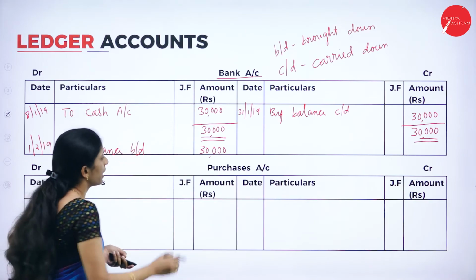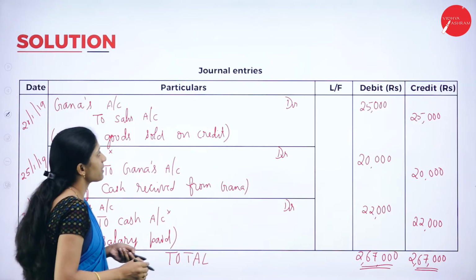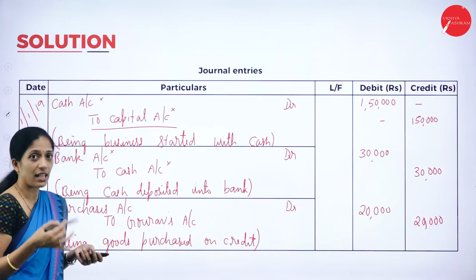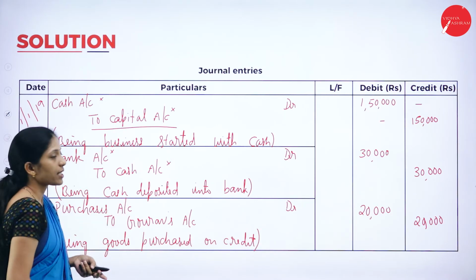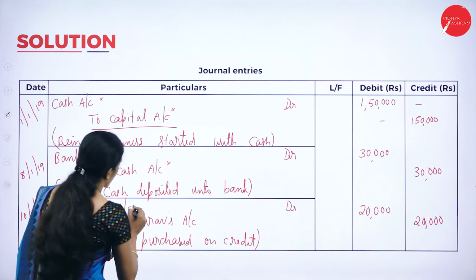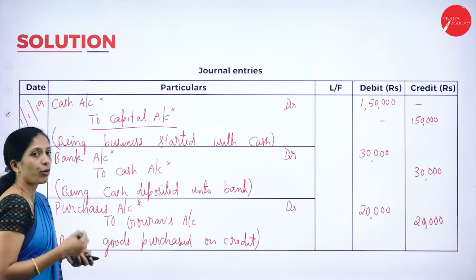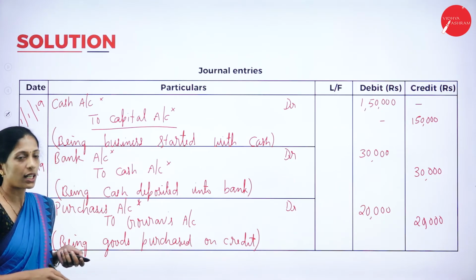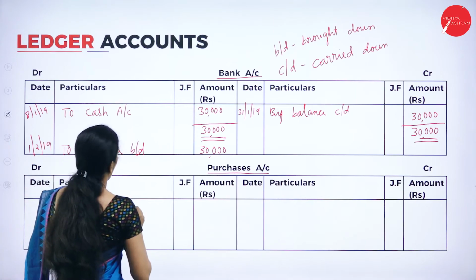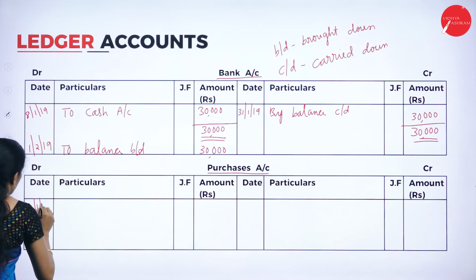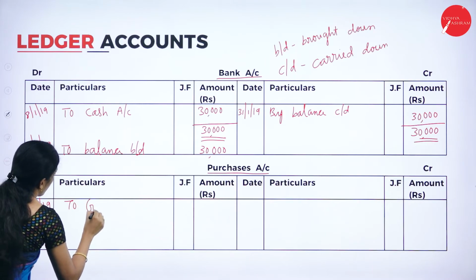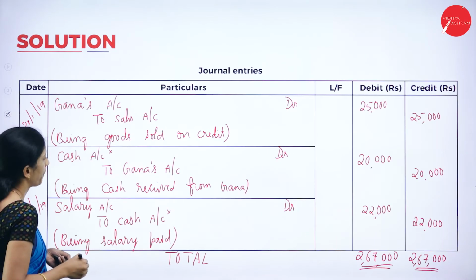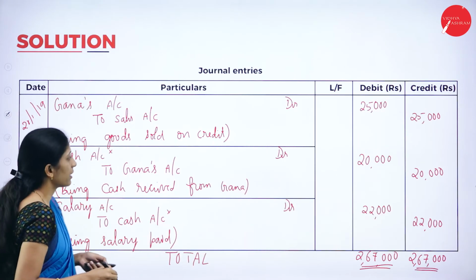In the same way, next account is purchases account. Go through purchases account. In the first entry there is no purchase account. Second entry also none. Third entry, there is purchase account. The entry is purchases account debit to Gaurav's account. So here there is purchase account. How do you record? 10/1/2019 to Gaurav's account, and the amount is how much? To Gaurav's account 20,000.